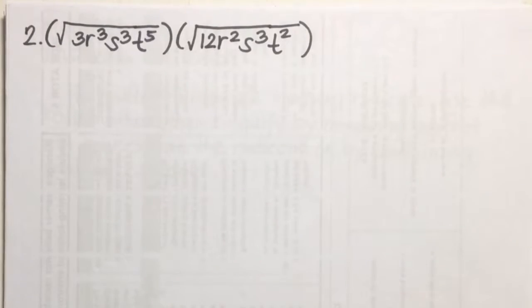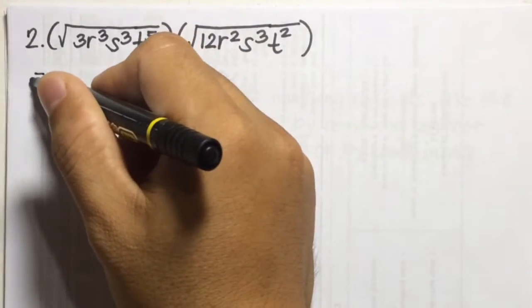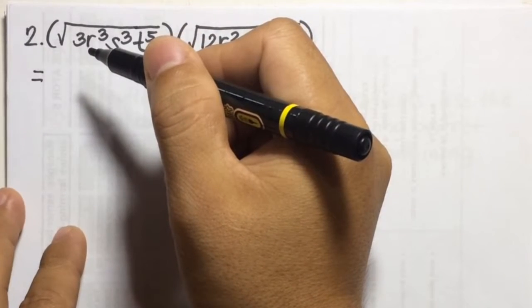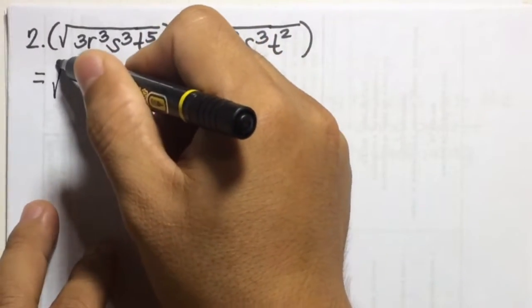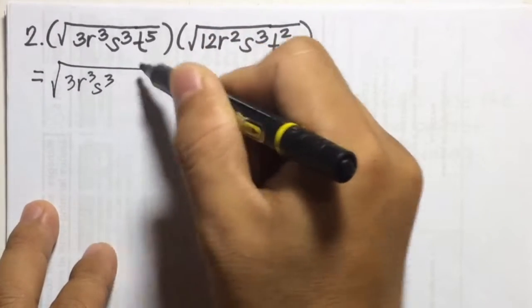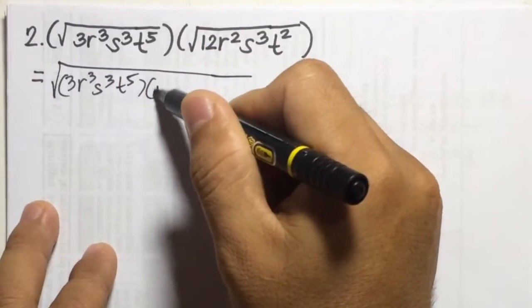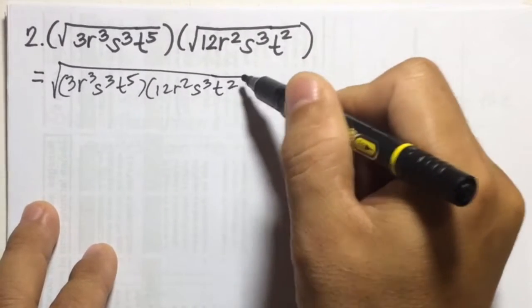Example number 2. Square root of 3r cubed s cubed t to the power of 5 times square root of 12r squared s cubed t squared. Again, we're going to apply first the law nth root of A times B equals nth root of A times nth root of B. So you can just have that one as square root of 3r cubed s cubed t to the power of 5 times 12r squared s cubed t squared.